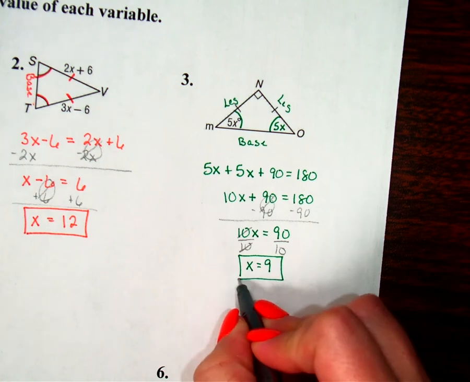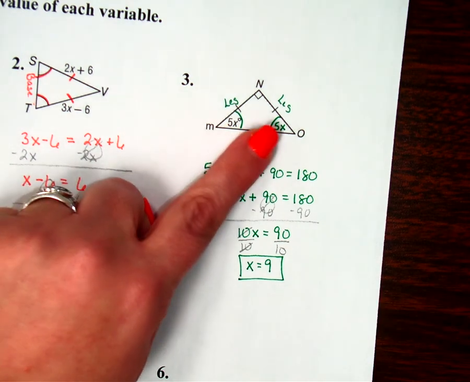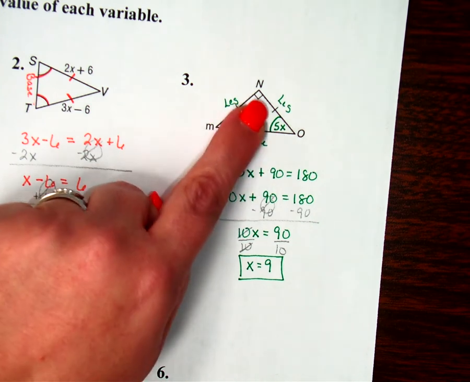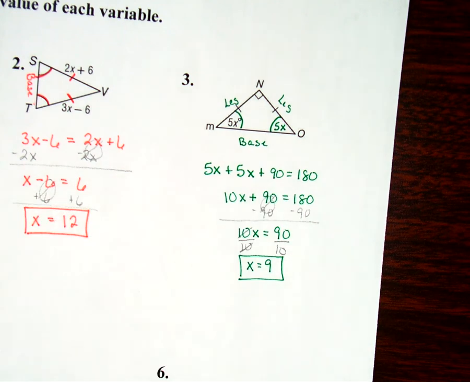Okay. We can check our work by plugging it back in. 5 times 9 is 45. 5 times 9 is 45. 45 plus 45 plus 90 does make 180. Okay? All right, let's look at number 4.